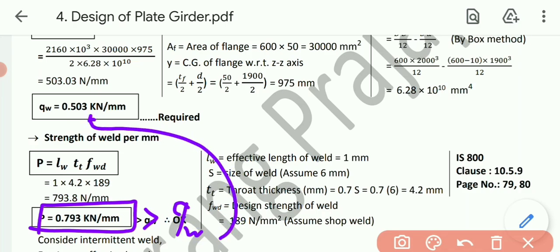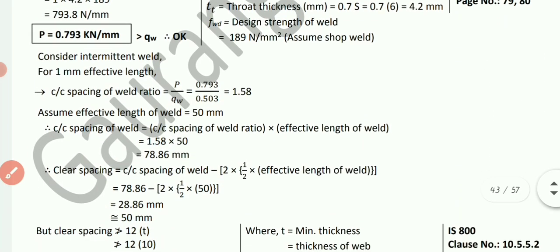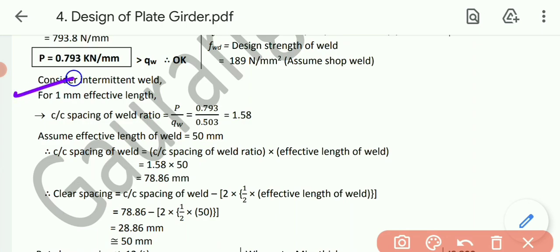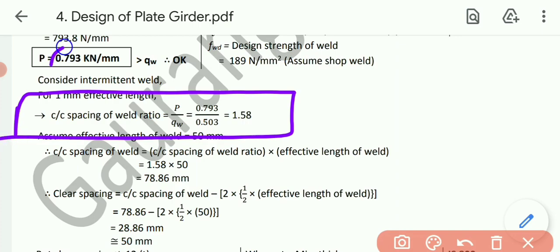It is getting satisfied and it's okay. So now consider the intermediate weld. So we are providing intermediate weld for 1 mm effective length. Let's calculate the center to center spacing ratio, that is P divided by QW. P is 0.793 and we have calculated QW as 0.503, so the answer is 1.58.